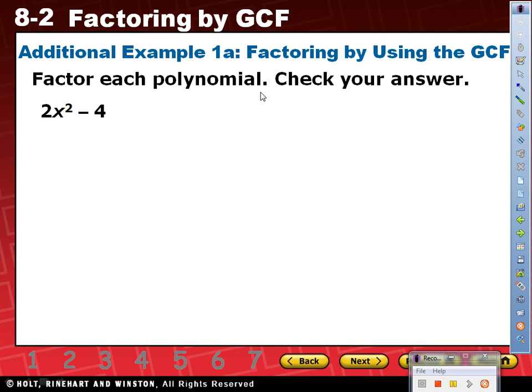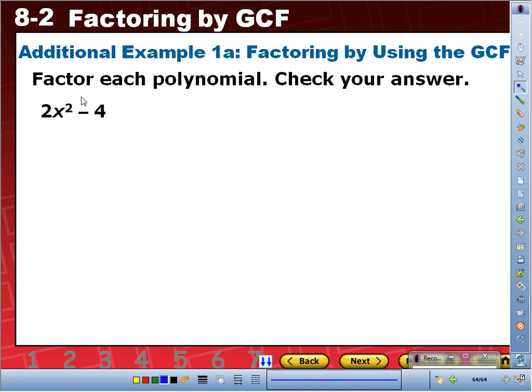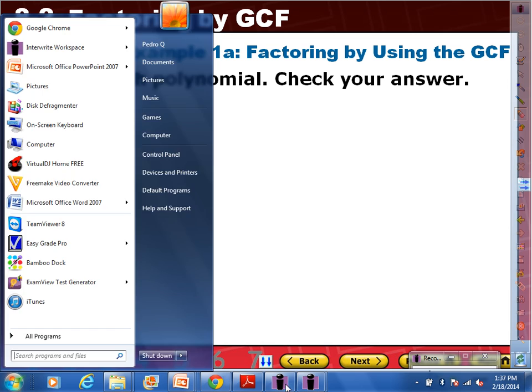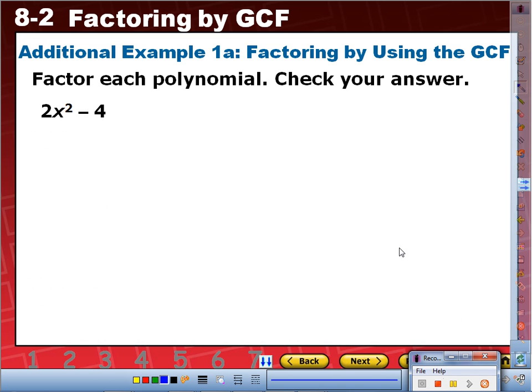Copy this one down. Example 1A: factor each polynomial, check your answer. And it gives us 2x squared minus 4. All the black text, yes. Not these, yes. Be nice. So copy that, please. Pens down, eyes up here. It says factor each polynomial, check your answer.